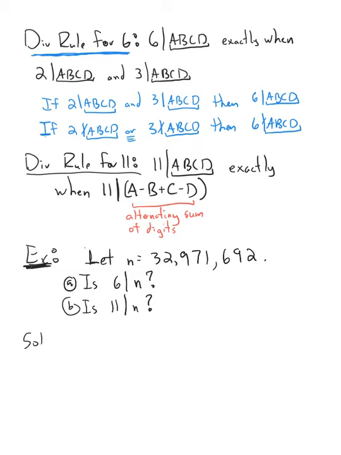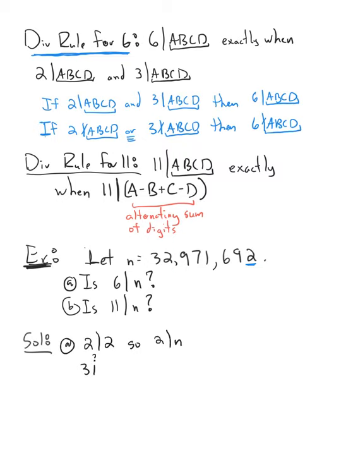Okay, now that we're back, let's have a look. So we need to check if the divisibility rules for 2 and 3 hold. Let's do the first part here. 2 is a factor if the last digit is even. Of course, the last digit is even, so we know 2 is a factor of our entire number, 32,971,692.